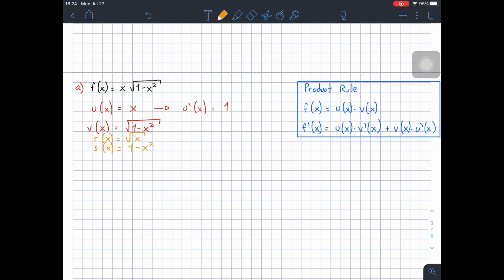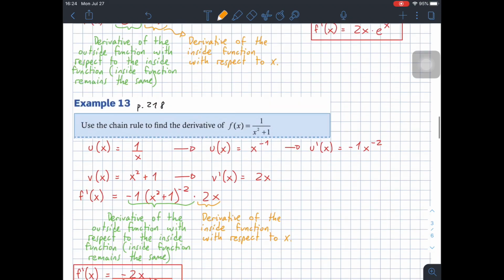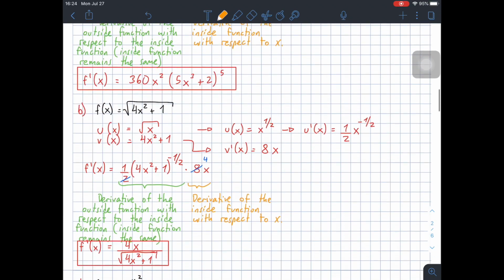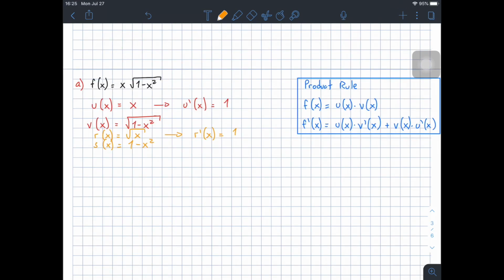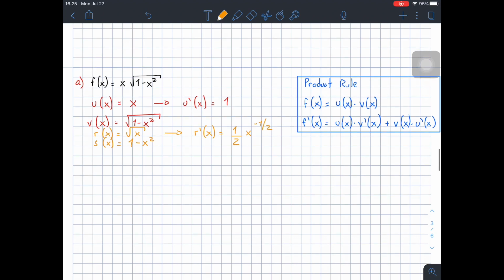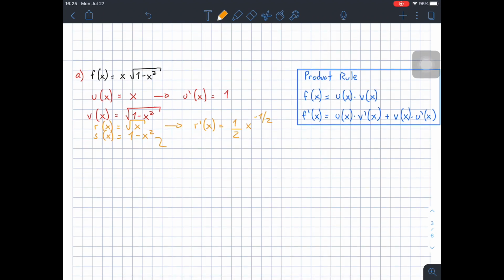So by solving this, we can find that r prime of x, the derivative of the square root function, we already found that here. Here. This is the derivative of the square root function. So I'm going to write this. So this is equal to 1/2 times x to the power of negative 1/2. Okay? And the derivative of s, I'm going to do it down here. S prime of x, in this case, is equal to negative 2x.